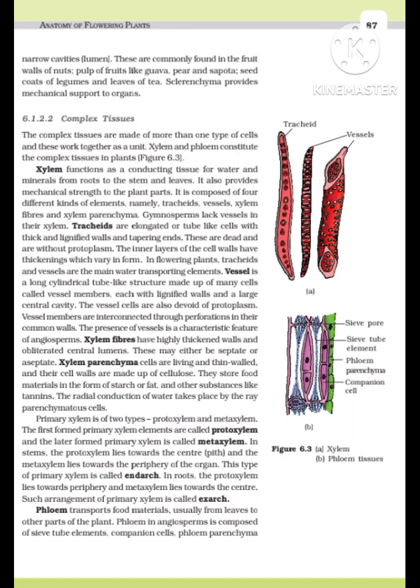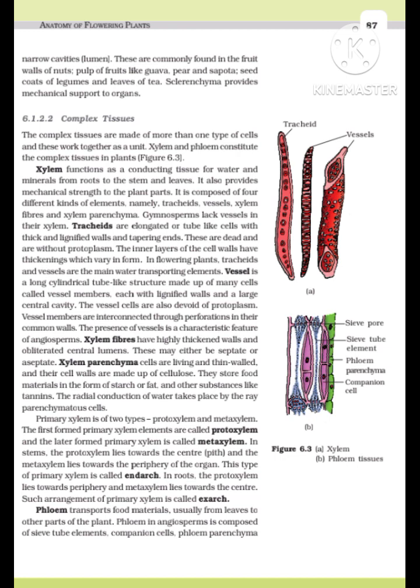Vessel is a long cylindrical tube-like structure made up of many cells called vessel members, each with lignified walls and a large central cavity. The vessel cells are also devoid of protoplasm. Vessel members are interconnected through perforations in their common walls. The presence of vessels is a characteristic feature of angiosperms. Xylem fibres have highly thickened walls and obliterated central lumens. These may either be septate or aseptate.